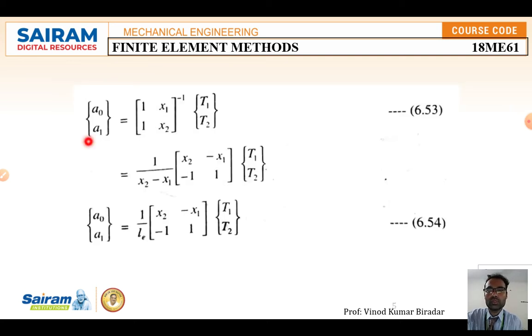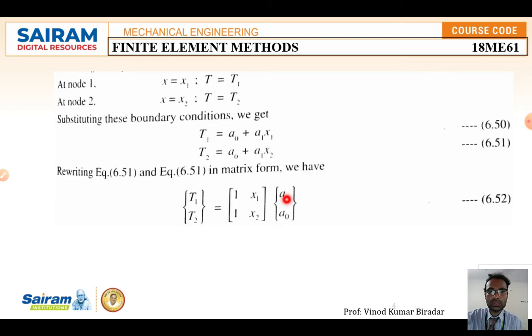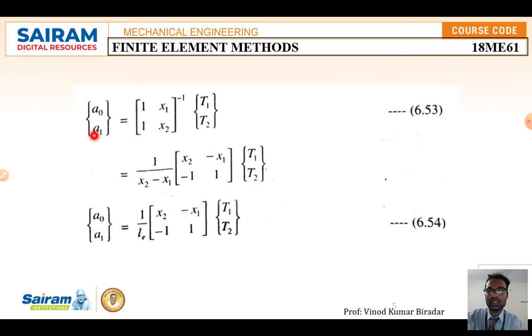Now, again just to modify this equation: this side goes to the other side and it becomes the inverse. So a0, a1 is equal to the inverse of that matrix times T1, T2. Give this equation number 6.53.